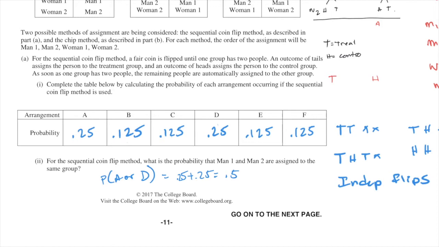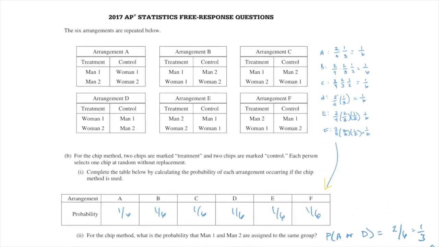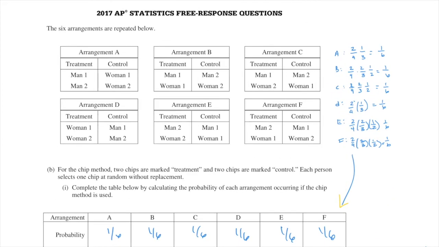If I go on to the second page, this is where it said, all right, the other option would be if we didn't do a coin flip, but we put chips in a bag and we pull the chips out without replacement. And so I said, well, in A, what's the chance of that happening? In A, there are 2 chips that are marked treatment and 2 that are marked control. So there's 2 out of 4 chances that man 1 ends up in the treatment group.